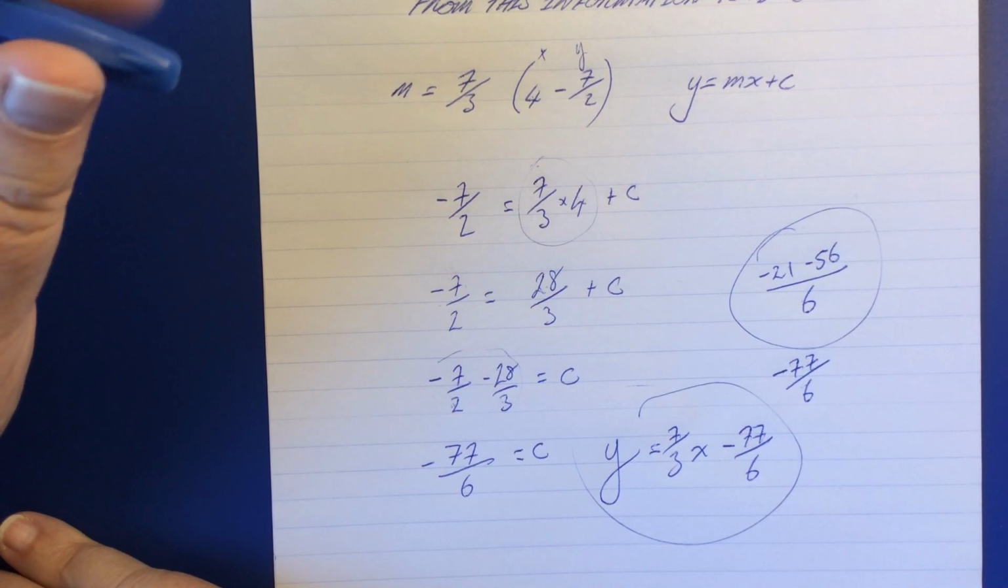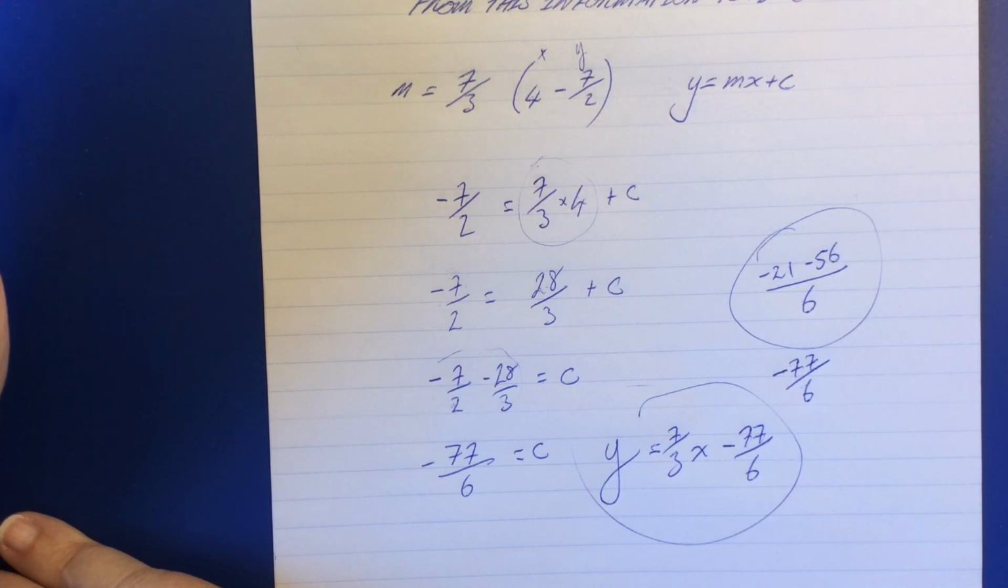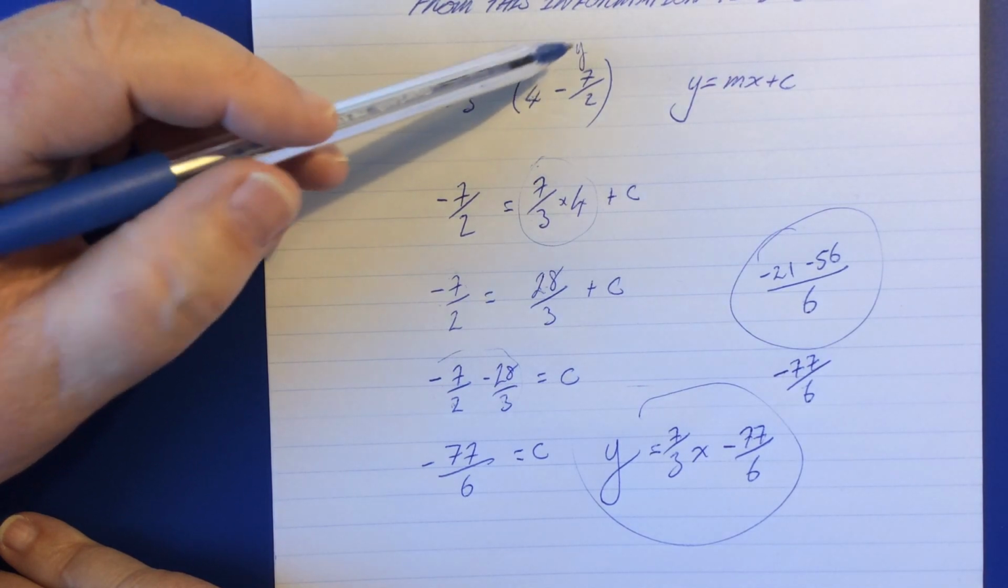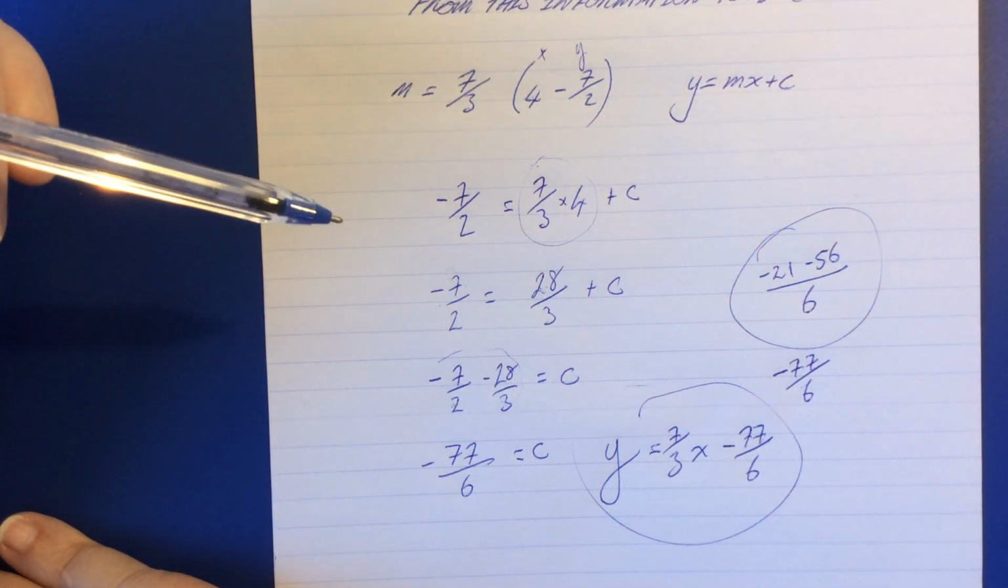The equation is y equals 7 on 3x minus 77 on 6. And if you put 4 into this equation, you will wind up with negative 7 on 2.